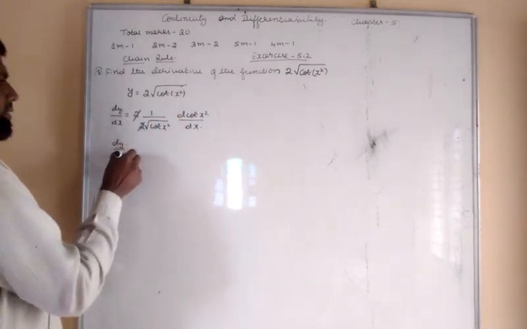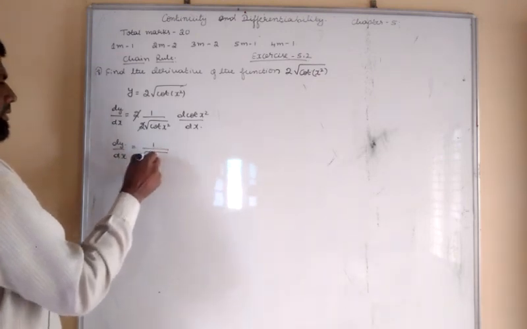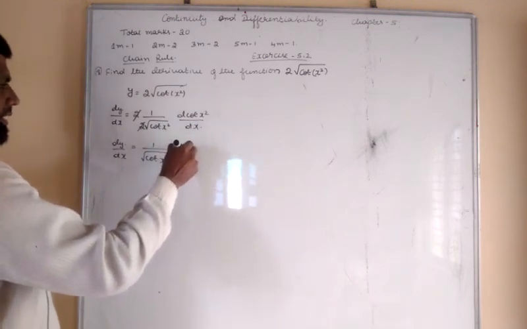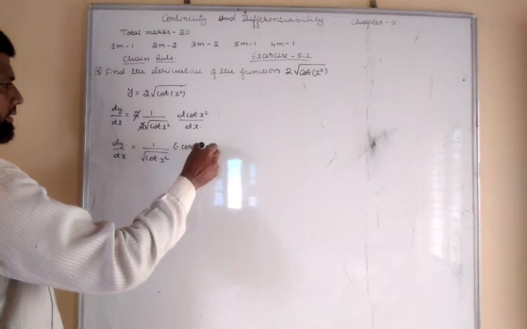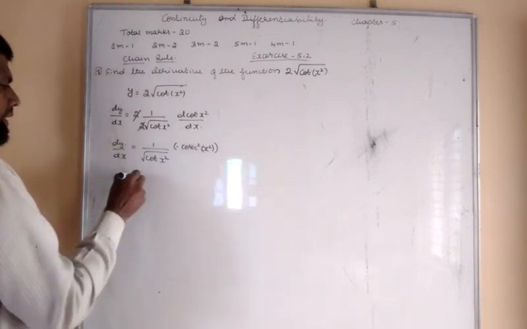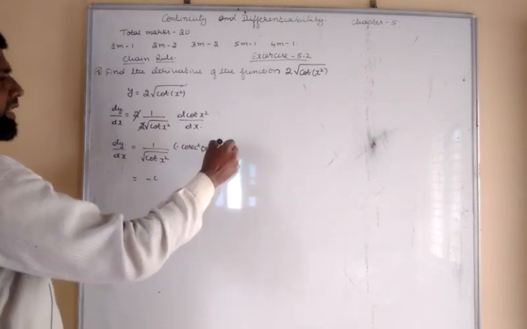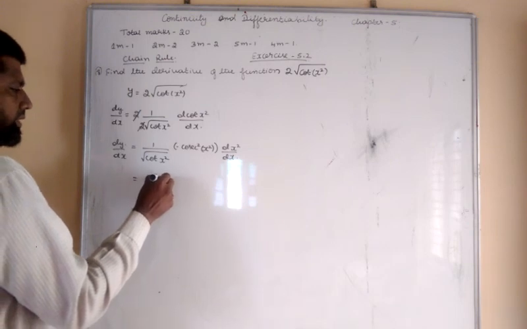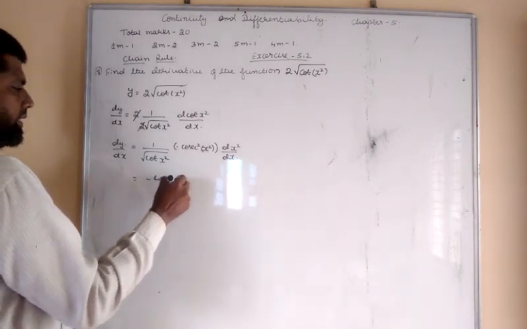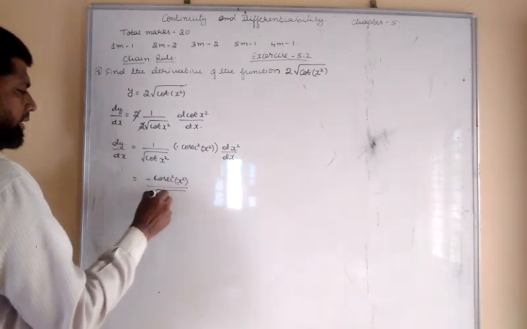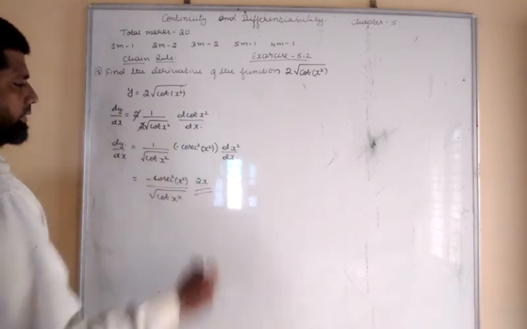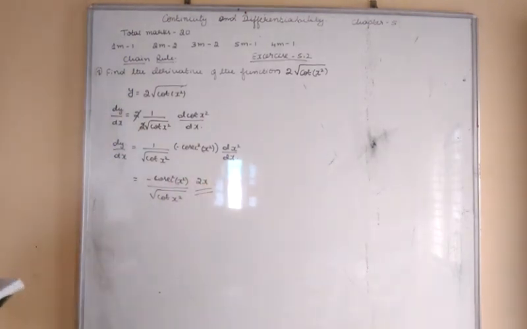Dy by dx is equal to 1 by root cot x square. Differentiation of cot is minus cosecant square x square, then again differentiate x square here, minus cosecant square of x square by root cot x square, again differentiation of x square is 2x. So this is the answer. So let us solve the next last problem.